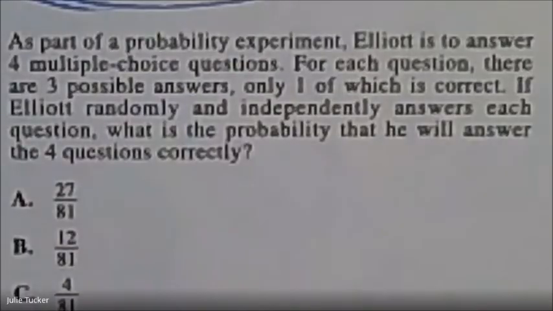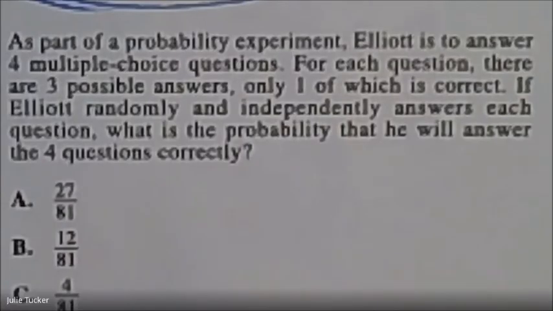All right, number 59. We're almost done. As part of a probability experiment, Elliot is to answer 4 multiple choice questions. For each question, there are 3 possible answers, like A, B, C, of which only one of them is correct. If Elliot randomly and independently answers each question, what is the probability that he will answer the 4 questions correctly?